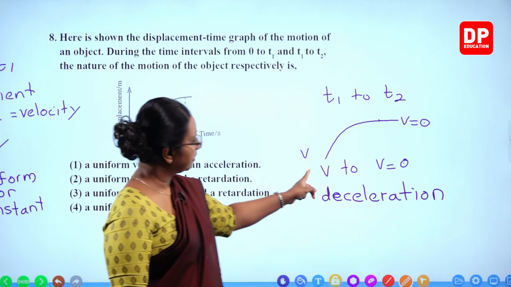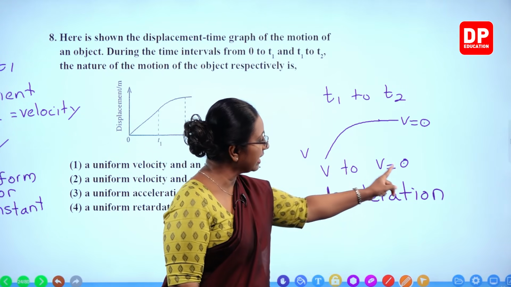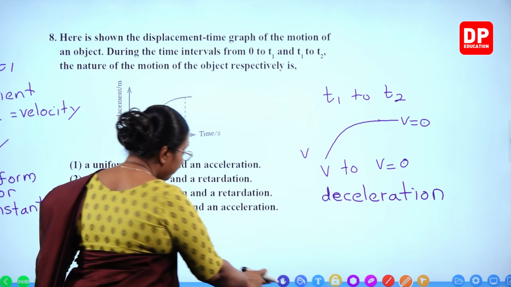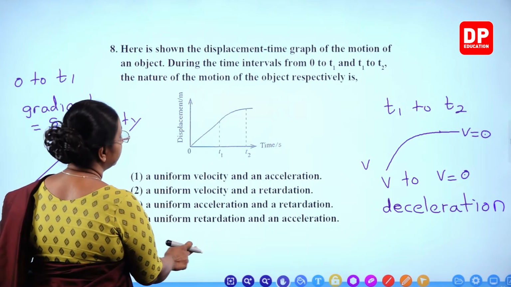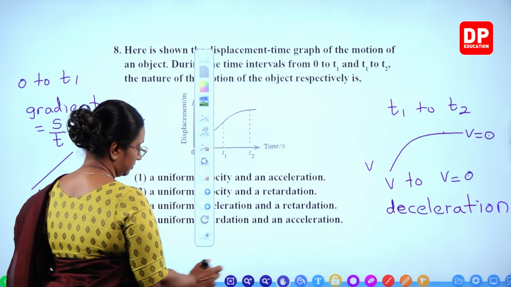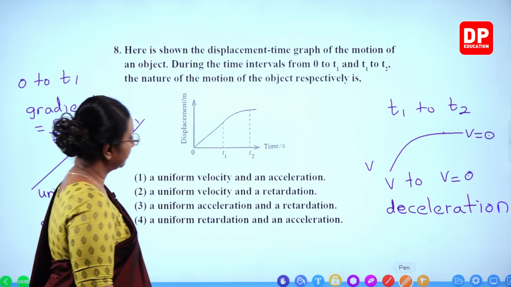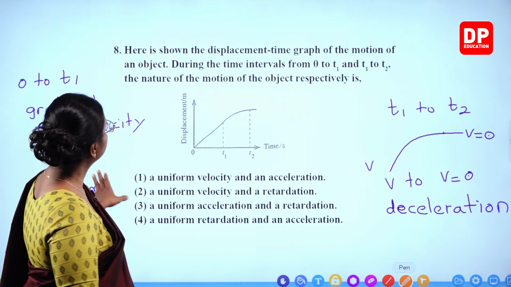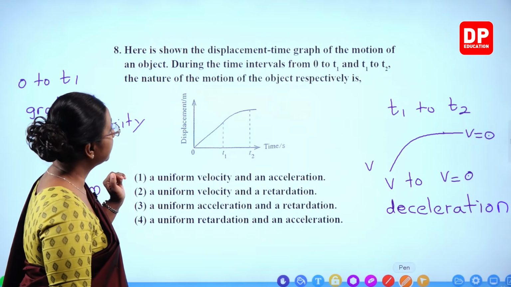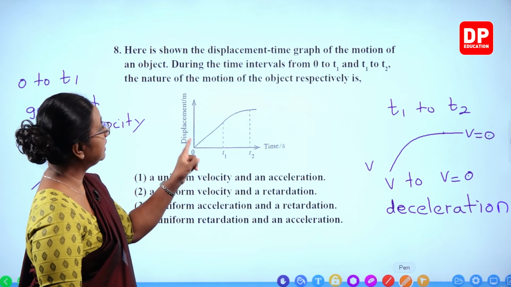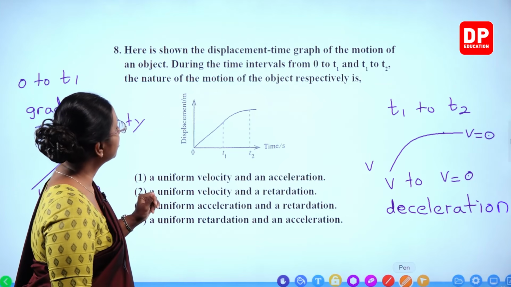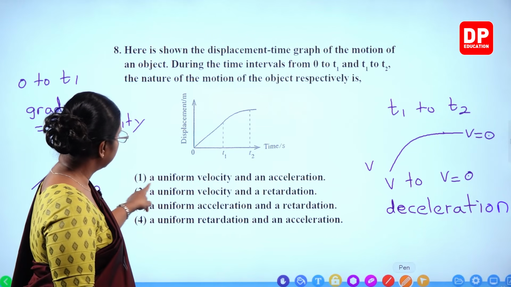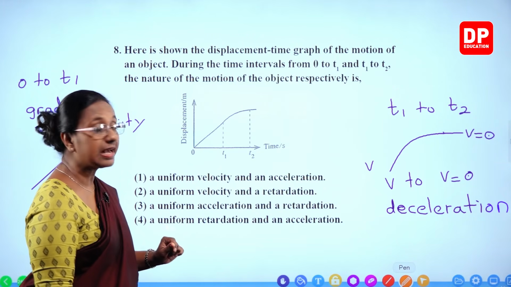Deceleration, why? The velocity goes from a particular value to 0. The gradient decreases. So if we look at the question given there, and the answers given to all students, you can see during the time intervals from 0 to t1 and t1 to t2, the nature of the motion of the object respectively is a uniform velocity and an acceleration.